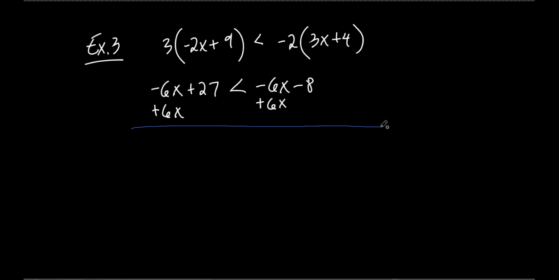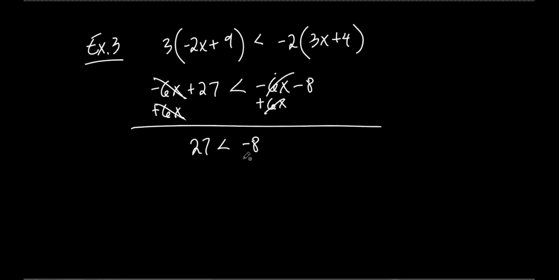Yeah, what happens? That's correct. So look, that cancels. I'm left with 27 less than. That cancels. Where'd my variable go? And it says 27 is less than negative 8. Is that true? Is 27 less than negative 8? No, that's not true. So we say this particular inequality has no solution. There's no number I could put in for x that's going to make the left side less than the right side. There's no number that exists, okay?